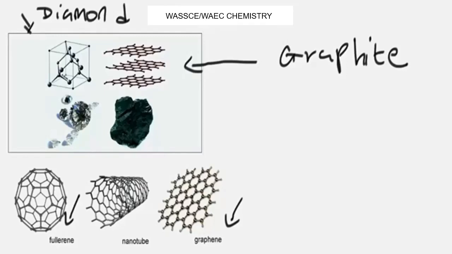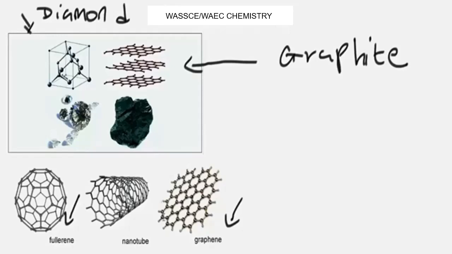Now let's look at fullerene. For fullerene, we're going to look at the basic uses, because in the chemistry exam, if you are asked about fullerene, you will be asked its use. A fullerene is used to cage other molecules. Again, a fullerene is used to deliver drugs into the body. Fullerenes are also used as lubricants. Another use is that it can form nanotubes.